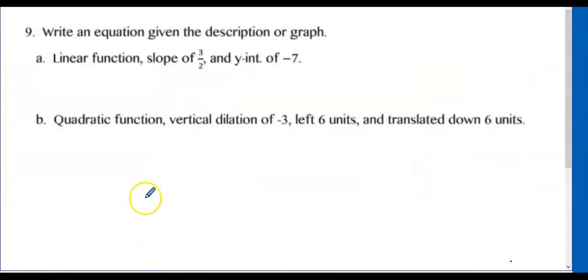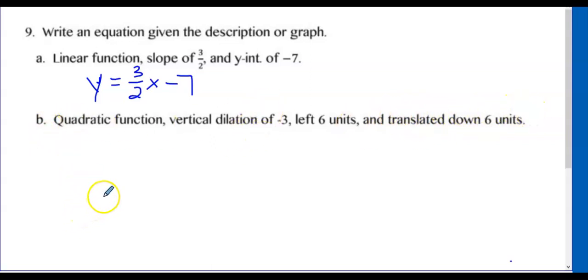Number 9a says write an equation given the description or graph. Linear function, slope of 3/2, and then y-intercept of -7. So it's just linear, so it's y equals mx plus b. Quadratic function, vertical dilation of -3, left 6 units, and translated down 6 units.